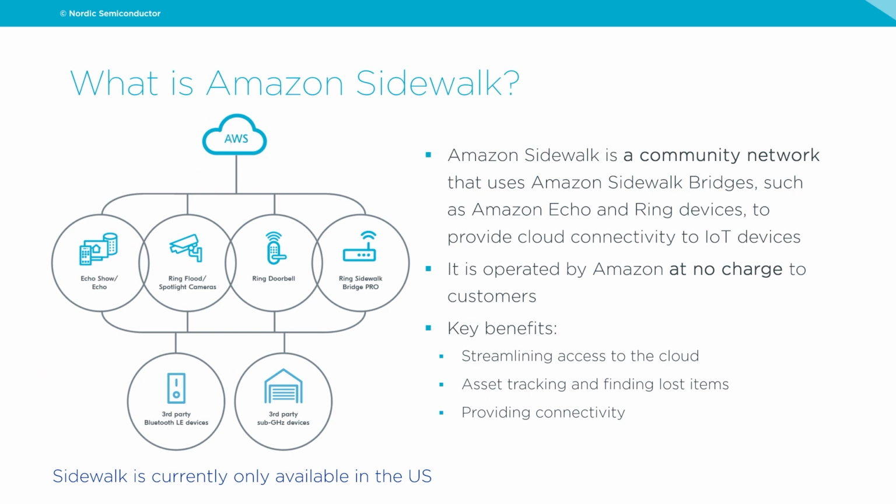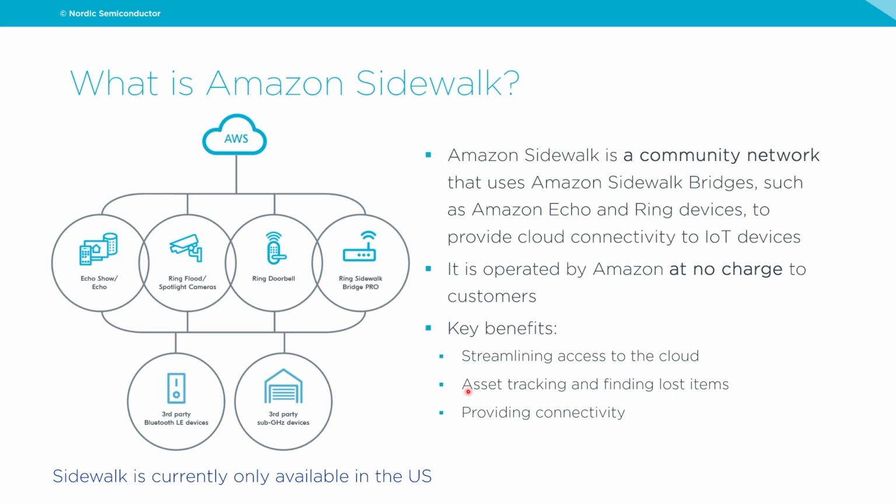Some of the key benefits here are streamlining access to cloud. This means that users get enhanced reliability in connecting their devices to the cloud because they can eliminate the need for any proprietary gateways or mobile apps. And the other thing is that Amazon Sidewalk also provides automatic setup or onboarding and registration of devices. Essentially, when you buy the Sidewalk device and you take it out of the box, it will automatically connect to the cloud. Then also asset tracking and finding lost items.